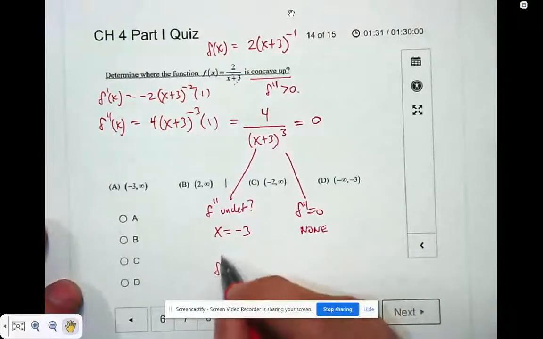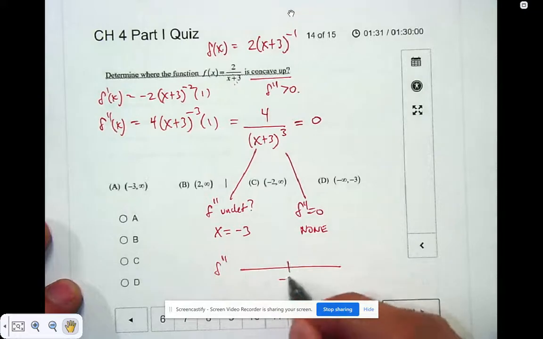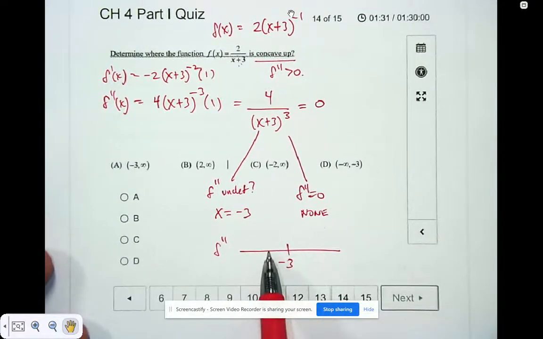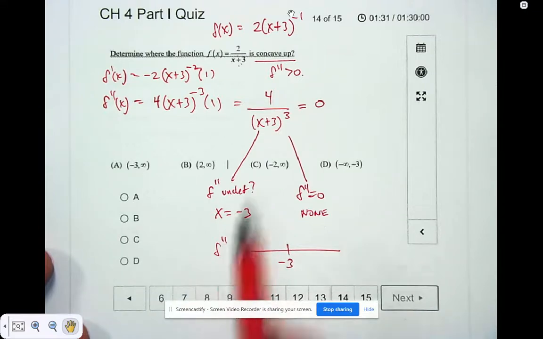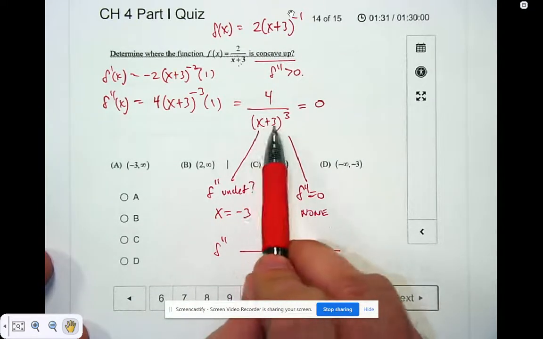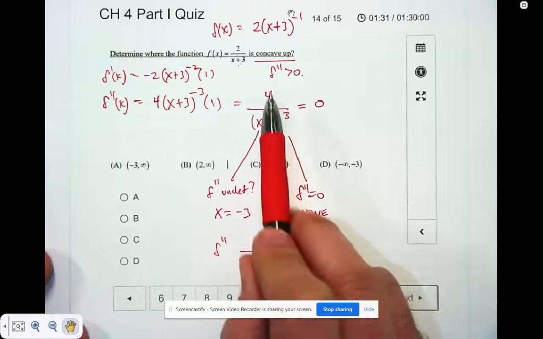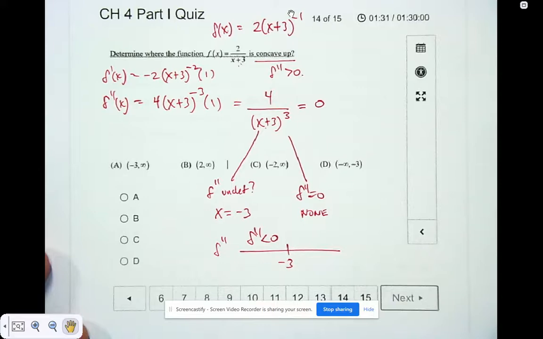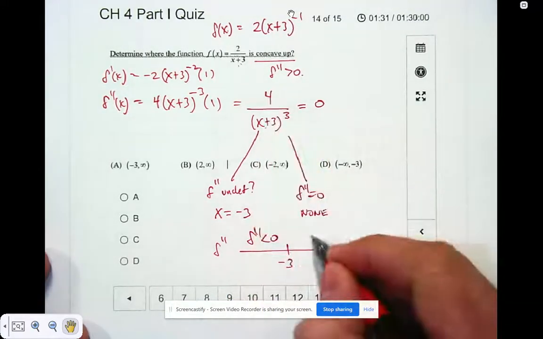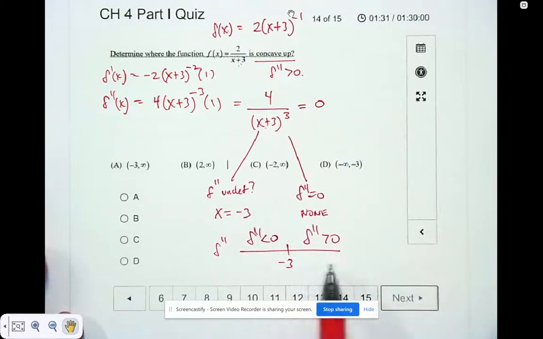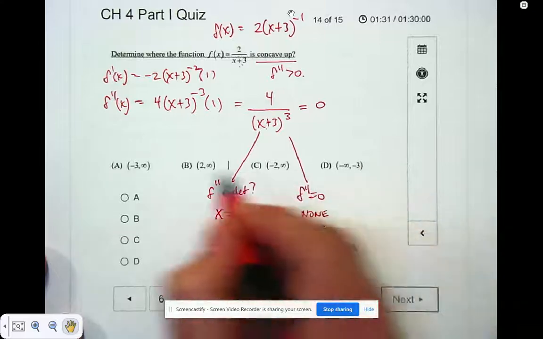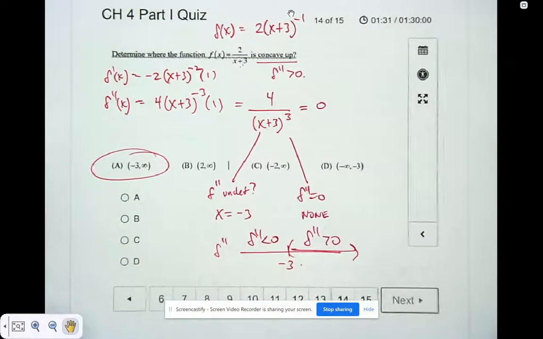So you only have one critical value on this number line, negative 3. When you plug in negative 5, let's check the sign of the second derivative. Negative 5 plus 3 is negative 2 cubed, which is negative, and 4 divided by a negative number is negative. If I plug in 0, 4 over 3 cubed is just a positive number. And so where is it concave up? It seems like from negative 3 forever, which would be A.